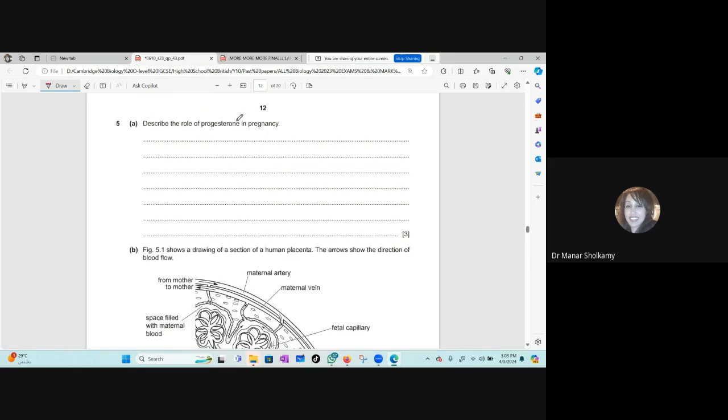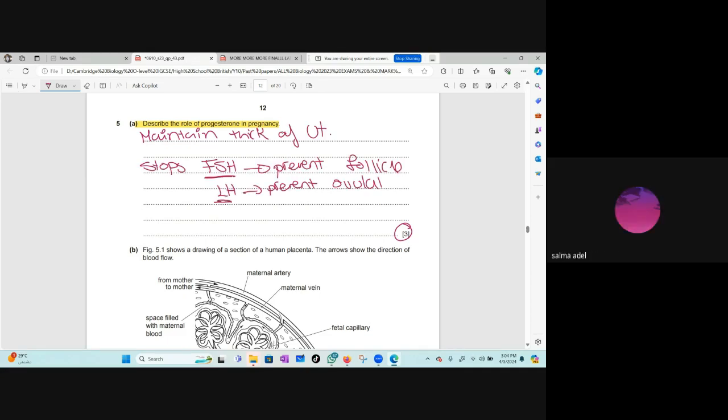Describe the role of progesterone in pregnancy. 3 marks. Give me 3 functions of progesterone. Maintains the lining of the uterus. Correct. I want another function. Stops the production of FSH, and stops production of LH. Yes, of the follicle stimulating hormone and luteinizing hormone.